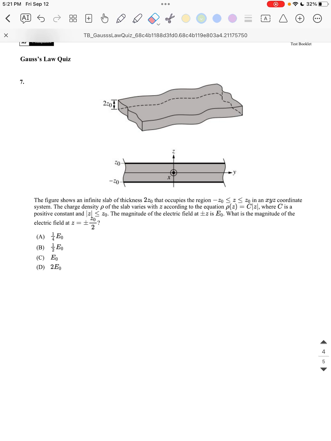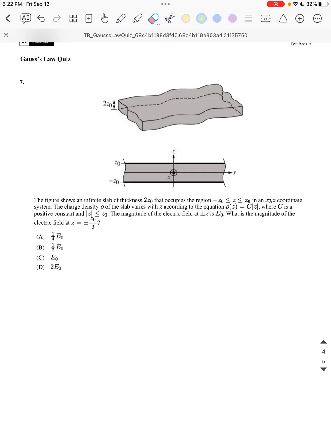Okay, so this is a pretty complicated problem from your Gauss's law topic questions. This one's number 7, and it's not too complicated, but when you're not used to analyzing objects in 3D, it can be overwhelming. So when we analyze this, you can see that the x direction is actually coming in and out of the page, and the y direction is going left and right.